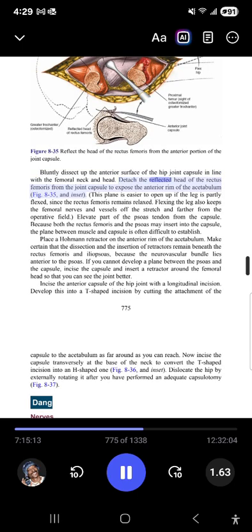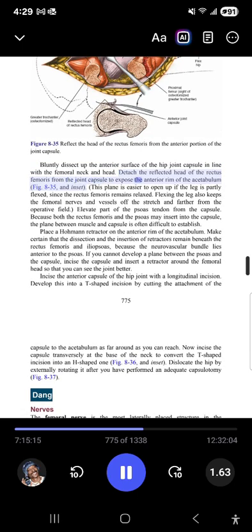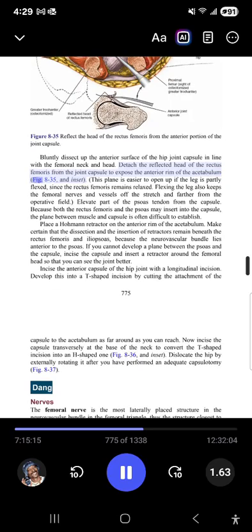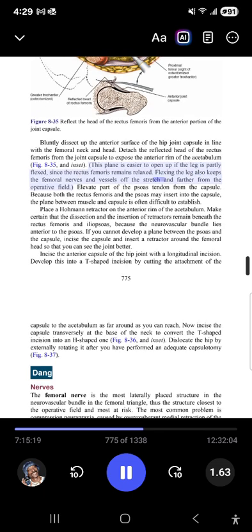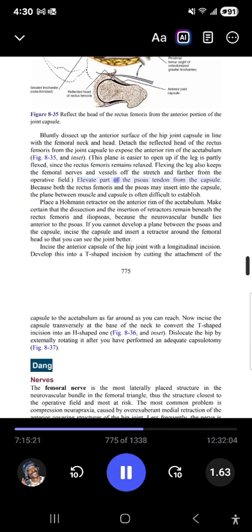Detach the reflected head of the rectus femoris from the joint capsule to expose the anterior rim of the acetabulum. Figure 8-35 and insert. This plane is easier to open up if the leg is partly flexed, since the rectus femoris remains relaxed. Flexing the leg also keeps the femoral nerves and vessels off the stretch and farther from the operative field. Elevate part of the psoas tendon from the capsule.